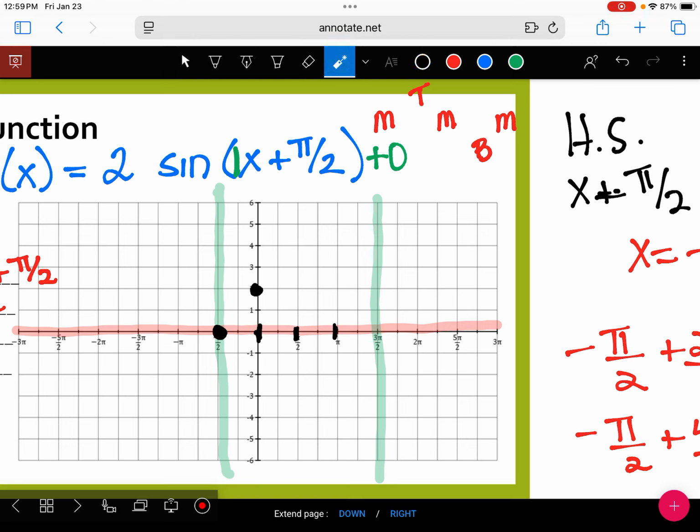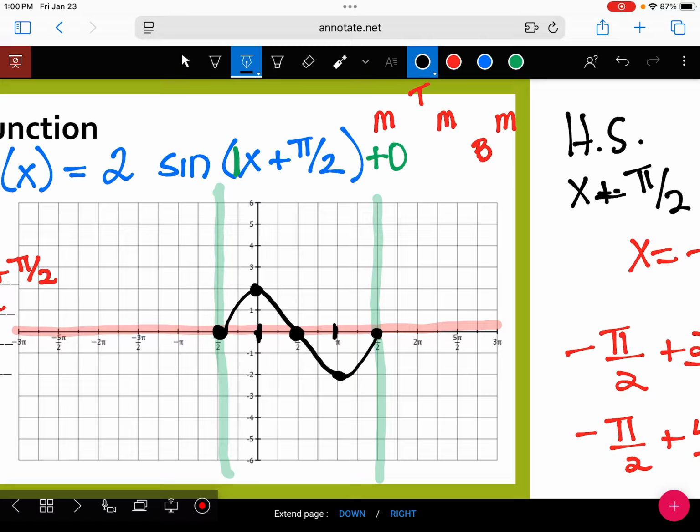Then I go back to my next mark. Does this one stay? Do I go up or does it drop down? It stays. All right, now I'm going to go back to my next post. What do I do here? Go down to right here. And then I end at the middle. This represents 1 full revolution.